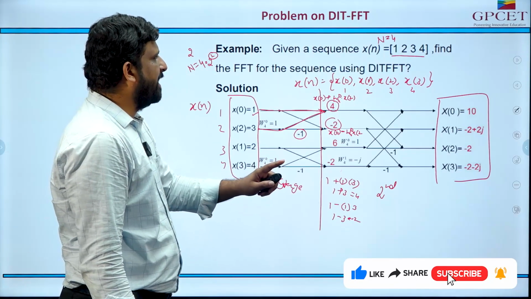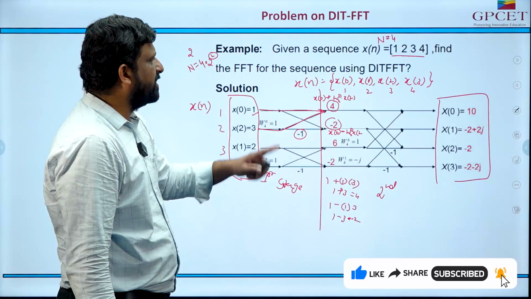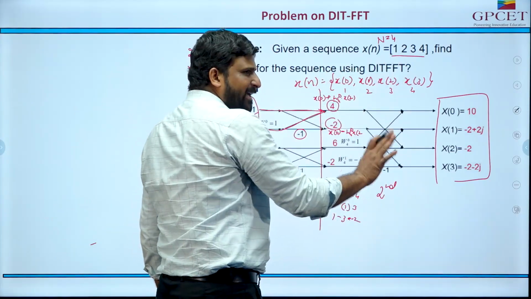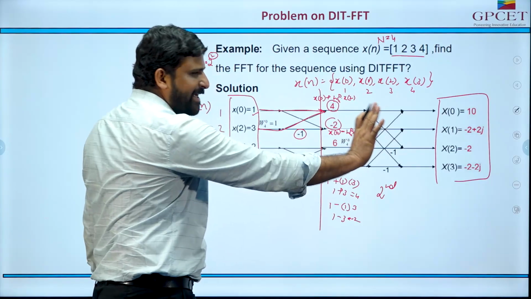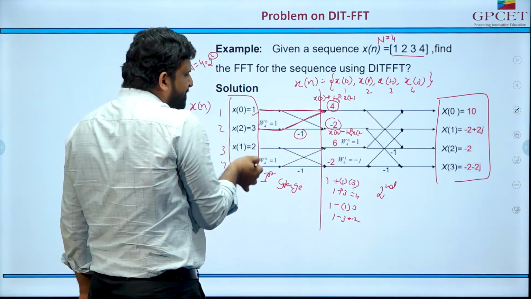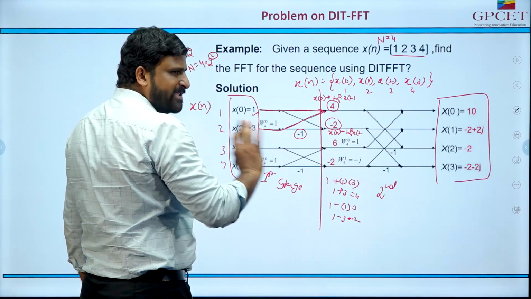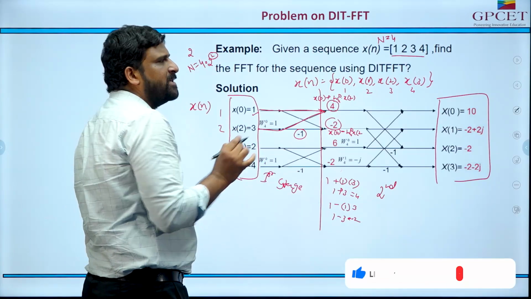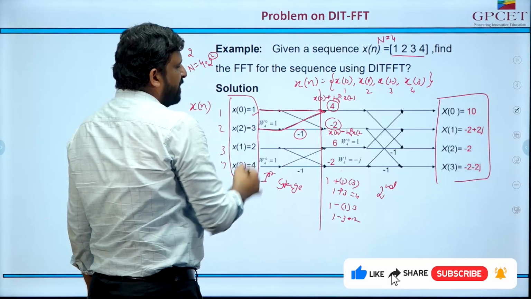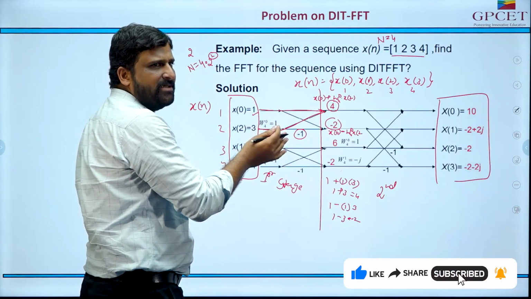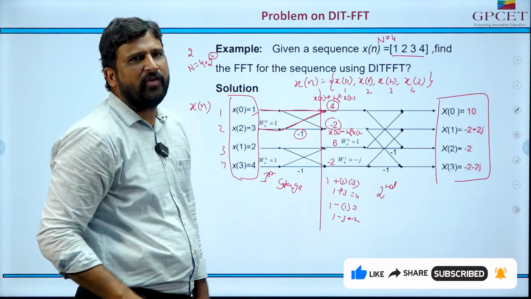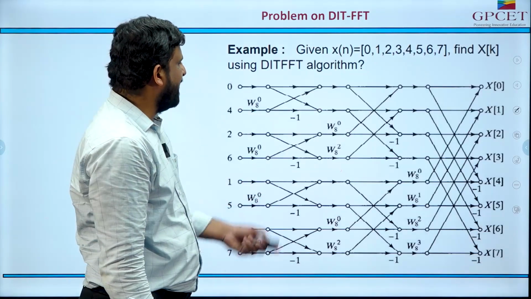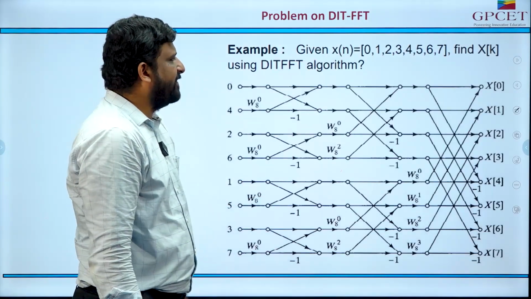What I want to tell you is that the values of the sequences they have given will be different, but the butterfly diagram will be the same. The diagram will be in the same representation, but the sequence will be changed. The twiddle factor will be the same, the values will be the same, everything will be the same. The only difference is the sequences. The sequences will be changed, but the process will be the same for all the values for N is equal to 4. Similarly, we do it for N is equal to 8.